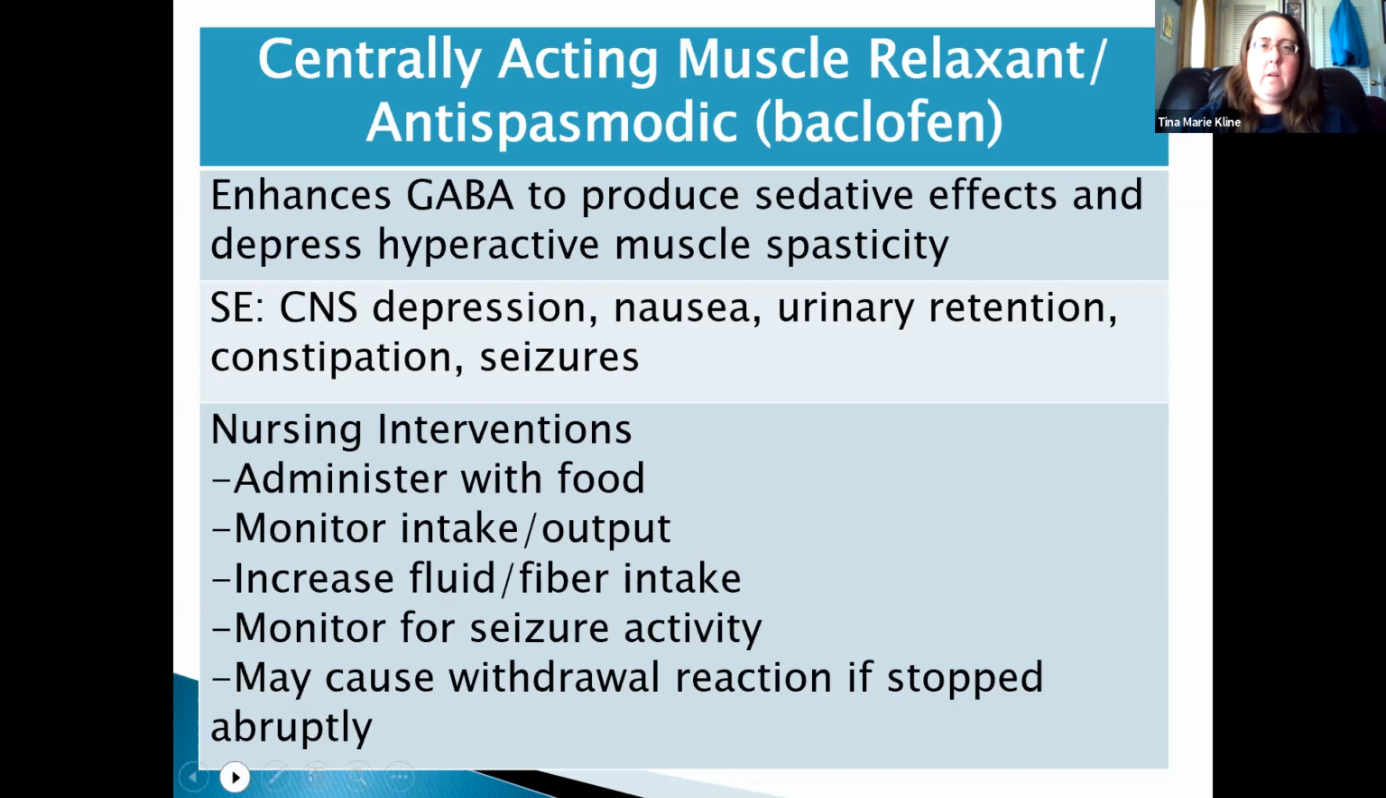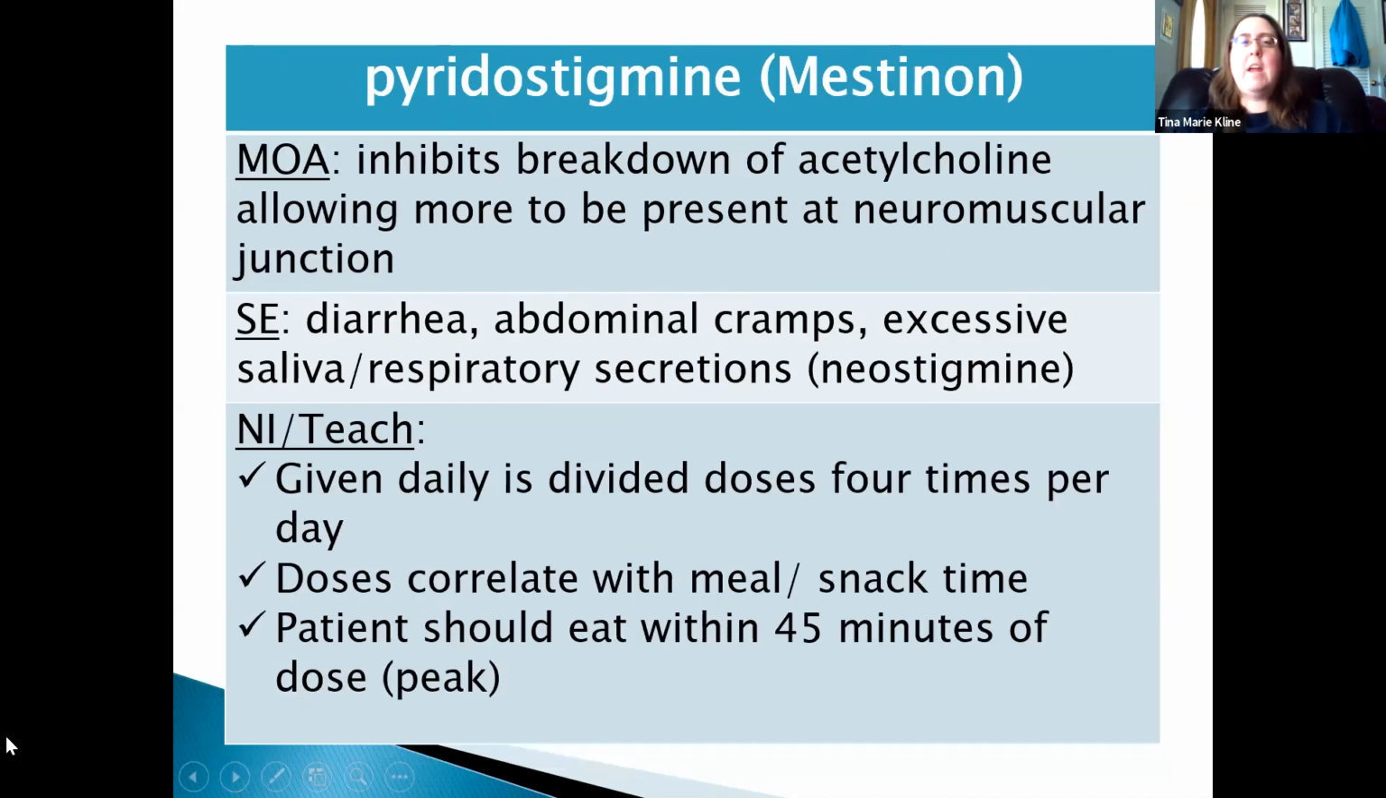All right. So the other medication that I wanted to talk about was your neostigmine or your Mestinon, and this is specific for myasthenia gravis. Okay, so the things that we were talking about before, you saw more with MS. This one is specific for myasthenia gravis.